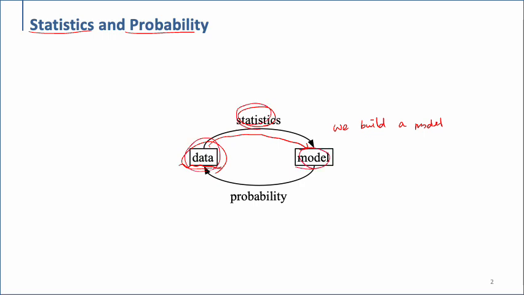That is statistics. On the other hand, in the case of probability, we start from a model, and then by using probability, we produce or predict data. So that's the key difference, where we start from. In the case of statistics, we start from data, and in the case of probability, we start from a model and produce or predict data.